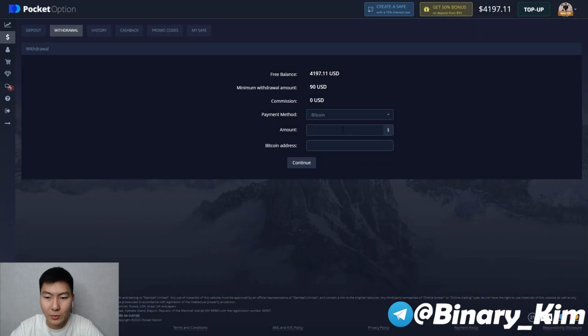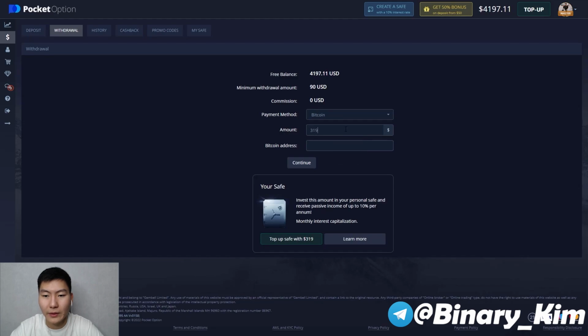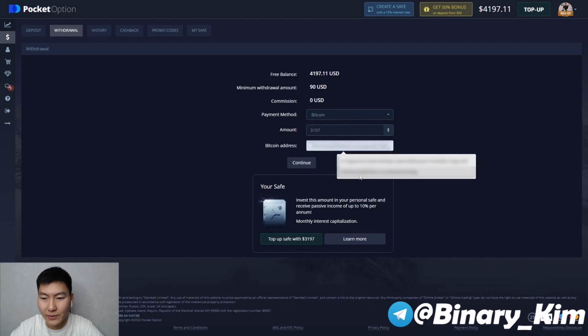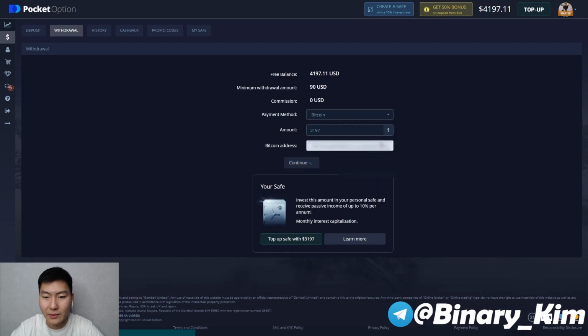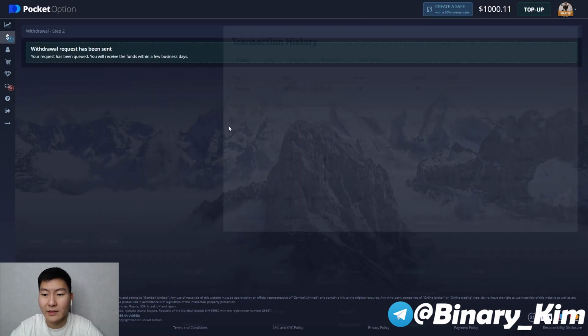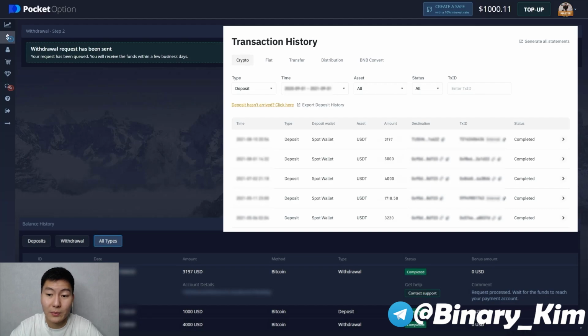We are going to withdraw to my Bitcoin wallet. And let's withdraw $3,197 to keep the exact amount on the balance. Press the continue button. That's it guys, our transaction is processing and I guess I'll show the screen with the successful withdrawal.